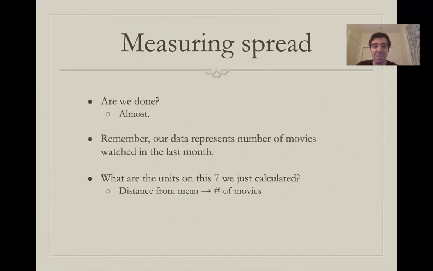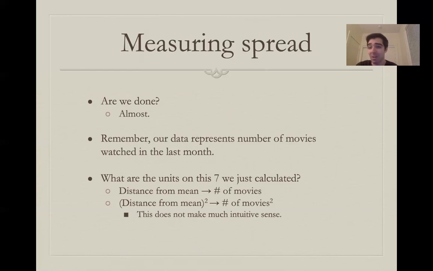That just doesn't mean anything to anyone. If I say the average spread of the movies my friends watch is 7 movies squared, I already have enough trouble trying to conceptualize inches squared. What does movie squared mean? Like nothing. So this is why the variance isn't used as much as standard deviation, which we're about to define in a second, because these units are kind of funky. The variance is hard to deal with.